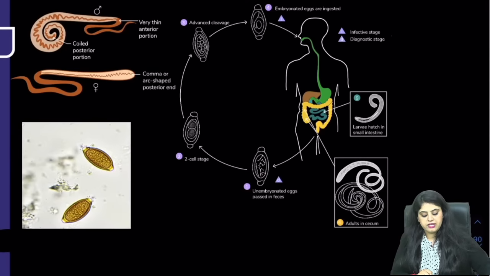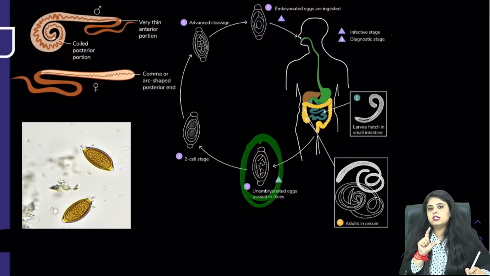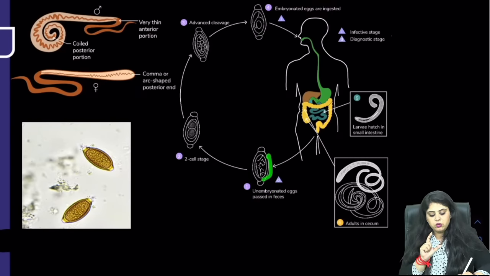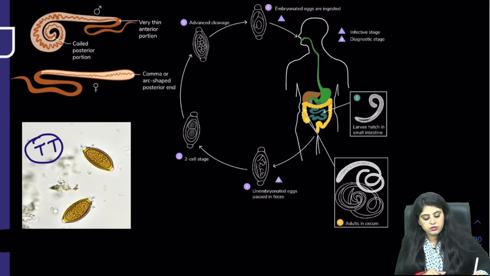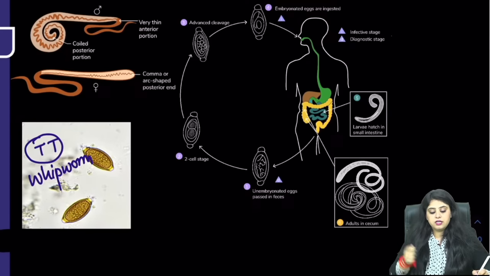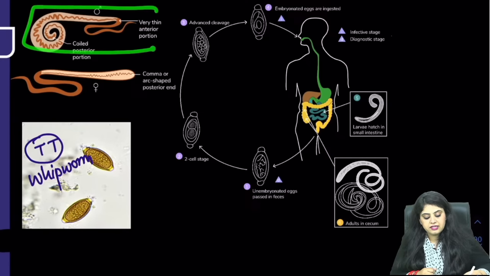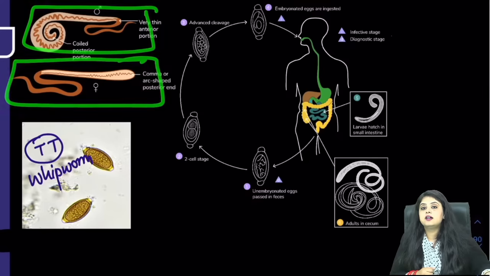Let me move on to the next one. How do I identify this? I think even if you just look at this much, ye kya hai? What is this egg, ma'am? The dholak wala egg. This is a classical case of Trichuris trichiura. And we know Trichuris trichiura is known as what? Trichuris trichiura is known as whip worm. Whip means whip is a hunter. I can see that it's definitely looking like a hunter out here.